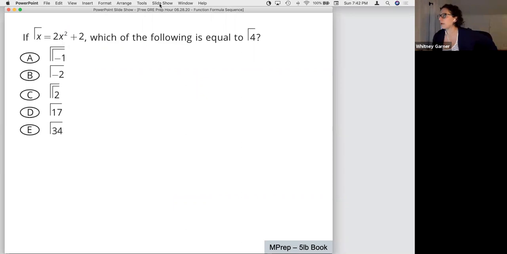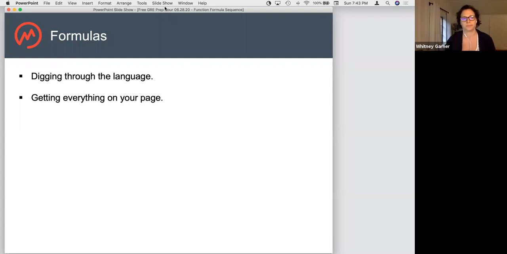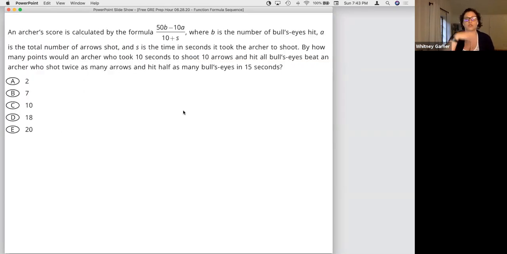Now, another type, and these look terrifying, but they actually turn out to be pretty easy. Another type of problem is the formula problem. Formula problems look mean because they usually have a ton of text. And really what you need to work on with formulas is maybe don't run away from them once you realize it's a formula problem. And your job is just to get everything on the page. Okay? So notice, oh my goodness, so much. So what I want to do is take a moment to read and get this information on my page.